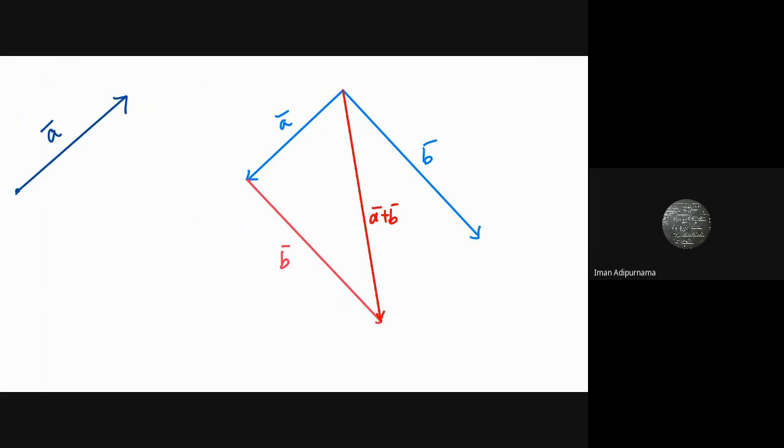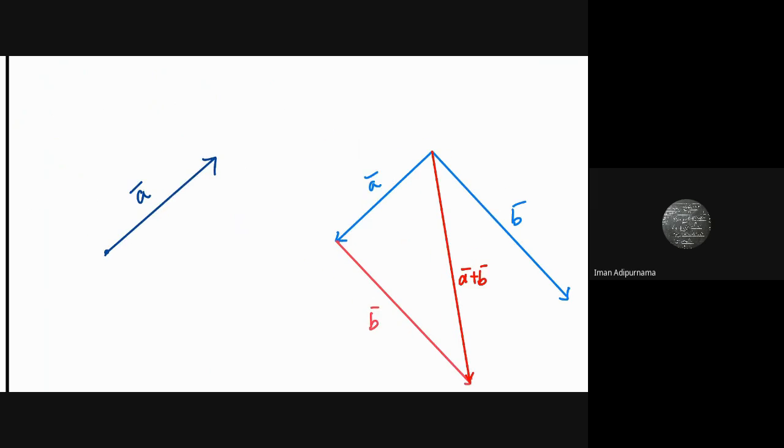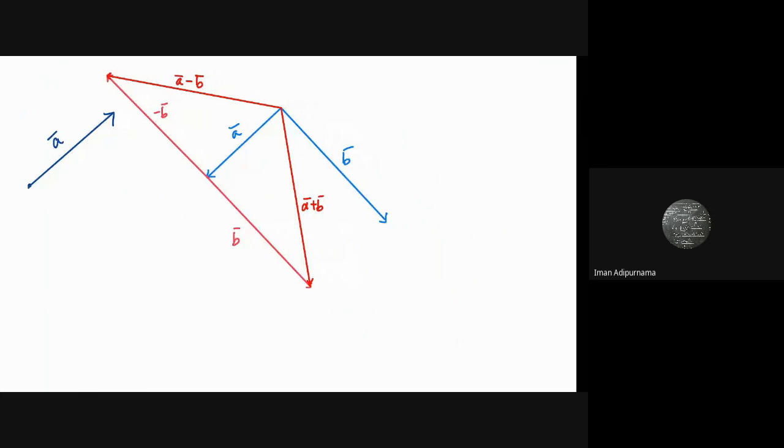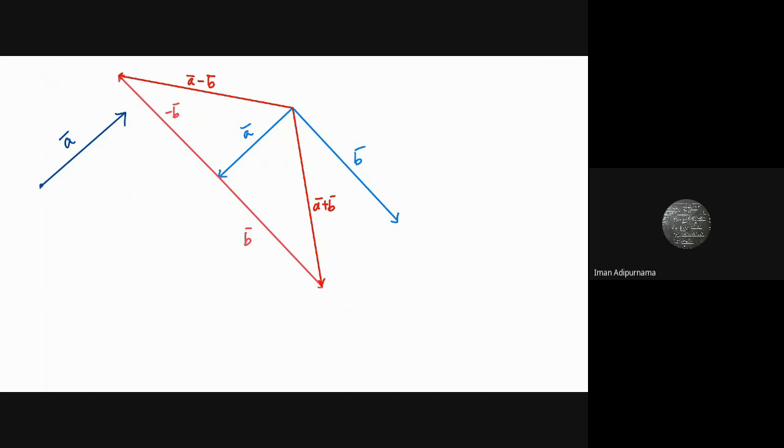If you take B going here, this will become negative B because it has the opposite direction of vector B. And this resulting vector is A minus B. I hope it still has similarity with vectors in physics, because it's basically the same problem and the same field.